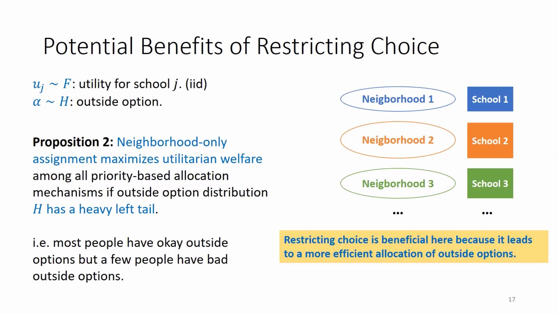If you open up enrollment and allow people to apply to any school in any neighborhood, there may be people who have okay outside options who are now induced to compete for seats. And they would displace certain students who need those schools more because they have very bad outside options.